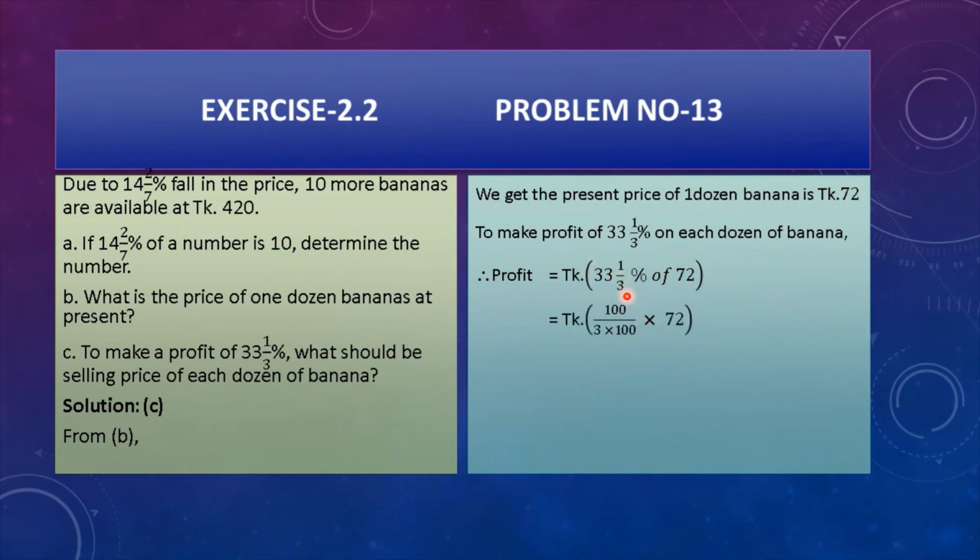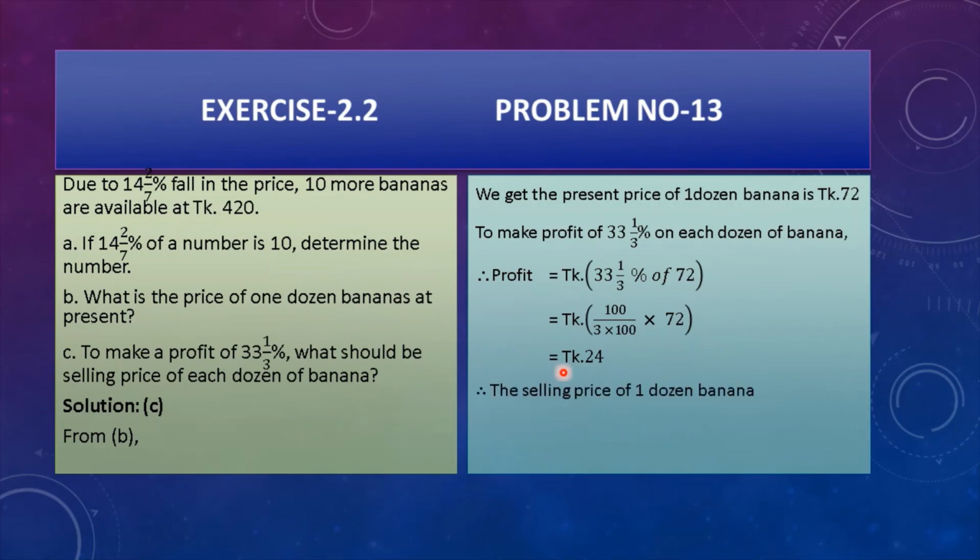So 33 multiplied by 3, that would be 99, plus 1, that would be 100, divided by 3 multiplied by 100, because of this percentage sign we got this 100 in the denominator, multiplied by 72. If we reduce 100 and 100, and 72 by 3, we get taka 24. That is the profit we have to make.